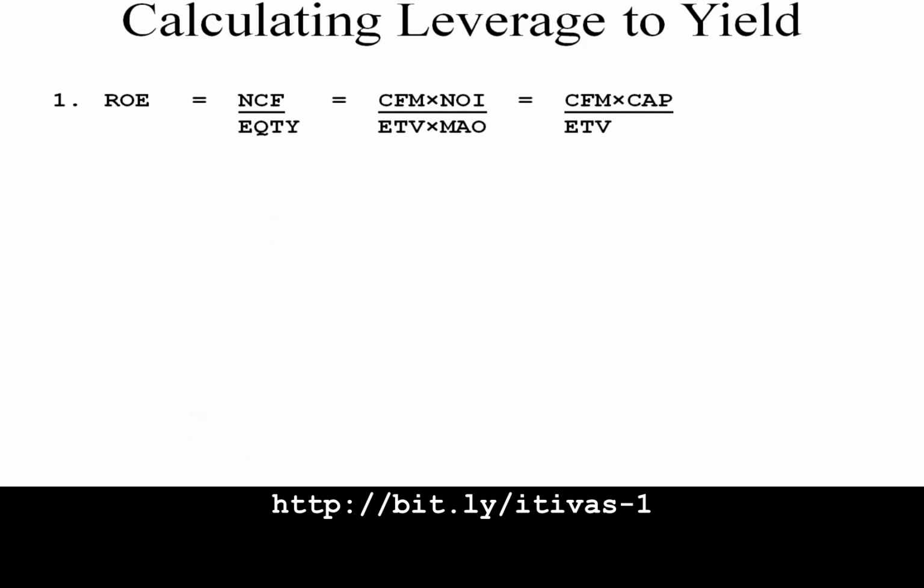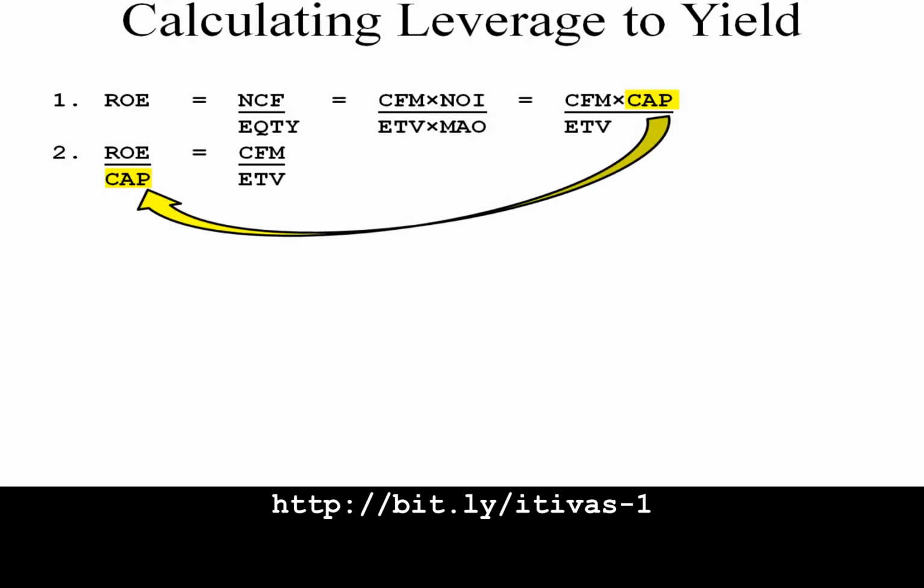Calculating leverage to yield. Return on equity equals net cash flow over equity. It's also equal to cash flow margin times net operating income over equity to value times the maximum allowable offer. You'll see here that NOI over MAO is equal to the cap rate, and therefore we can divide by the cap rate, and therefore the return on equity divided by the cap rate equals the cash flow margin divided by equity to value.